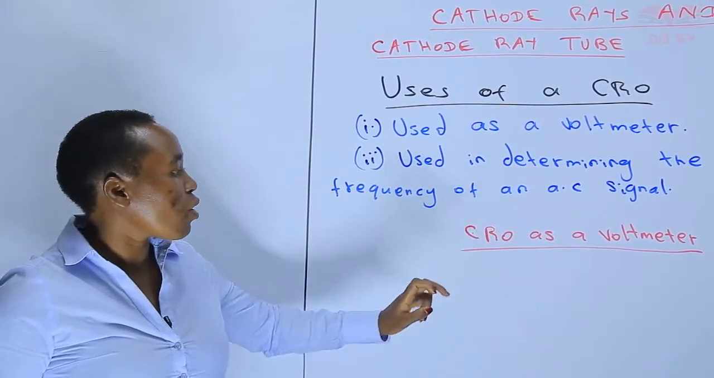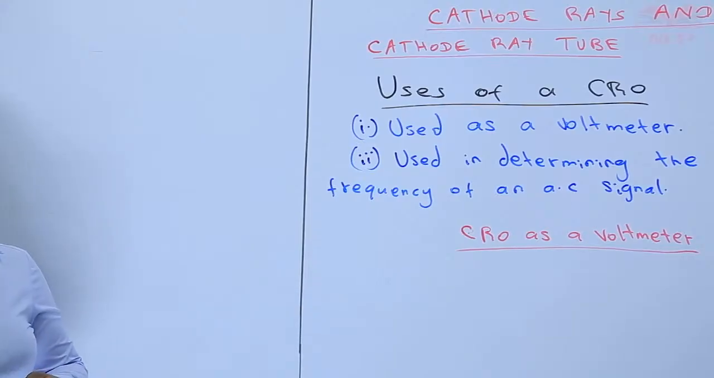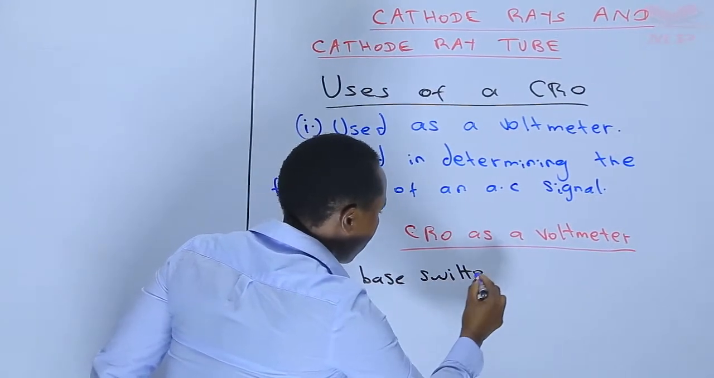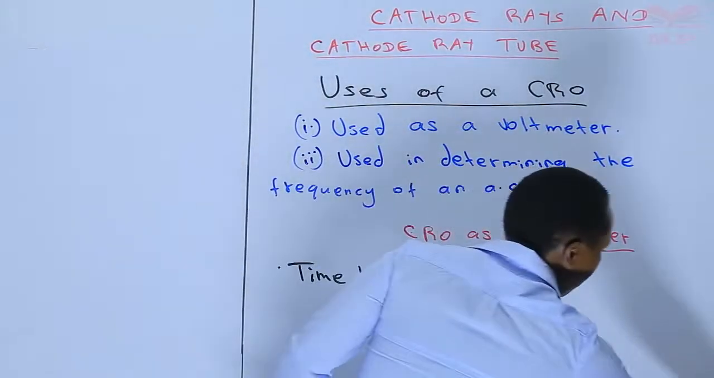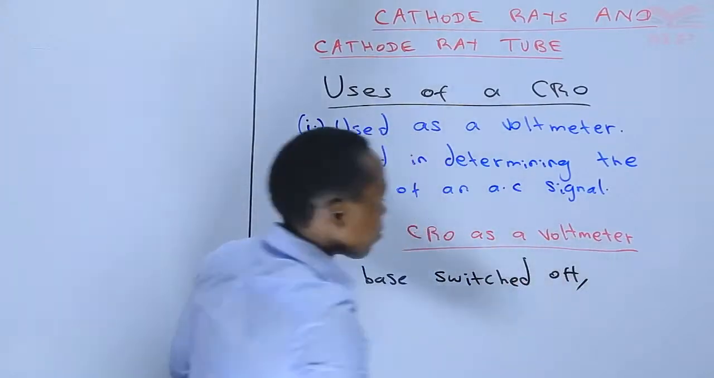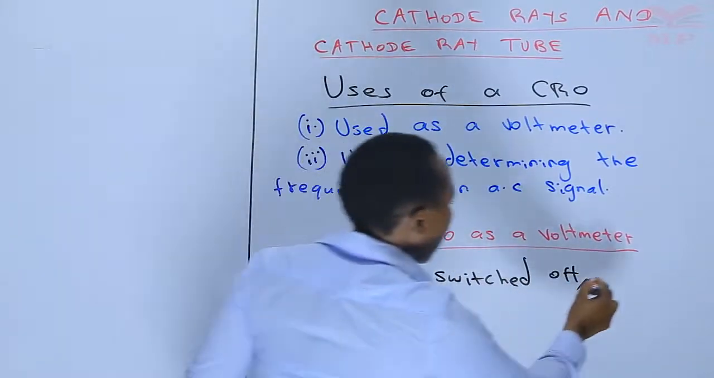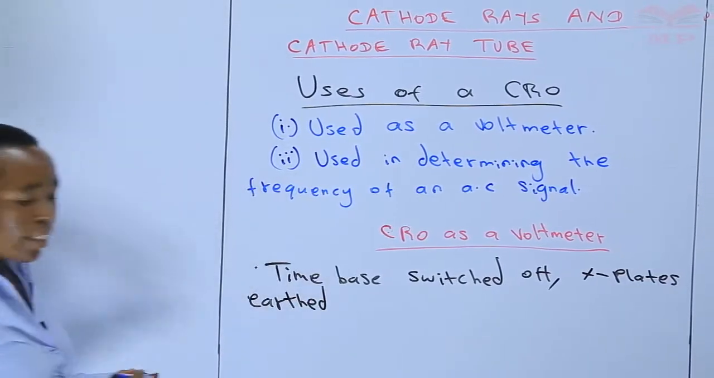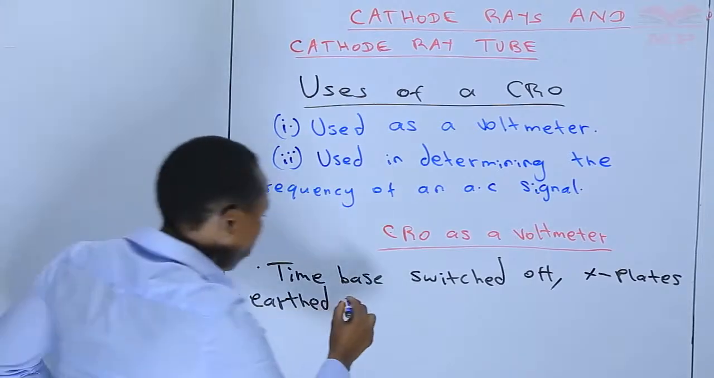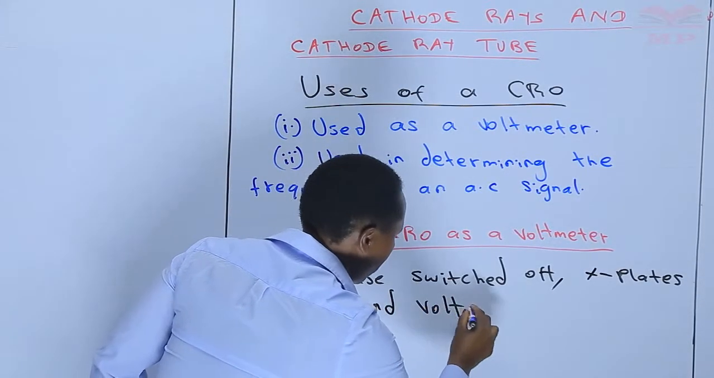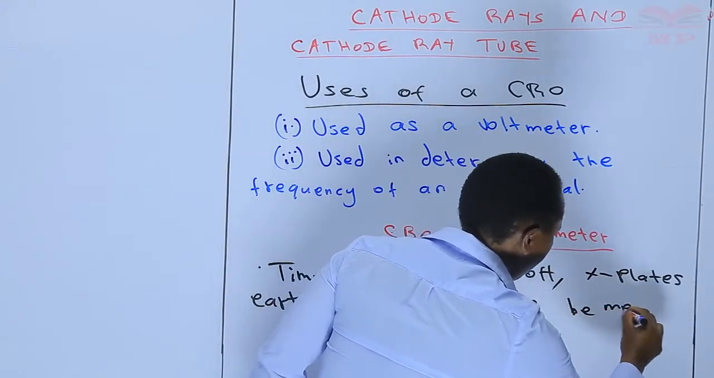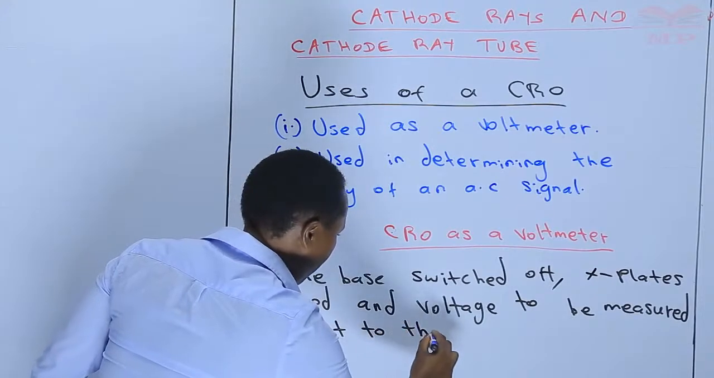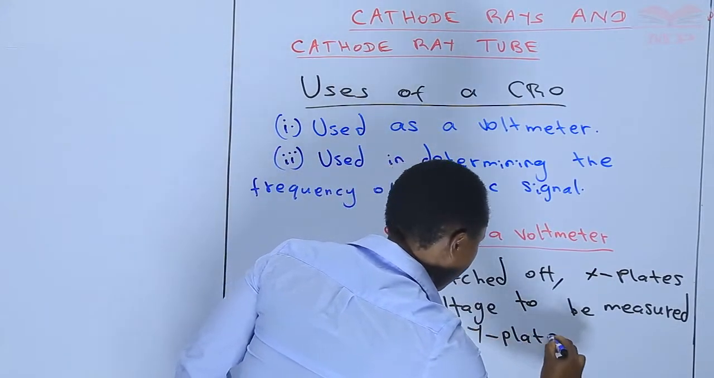When we are using the cathode ray oscilloscope as a voltmeter, we have the timebase switched off, then the X plates earthed, and the voltage to be measured connected to the Y plates. So this is what we are going to have.